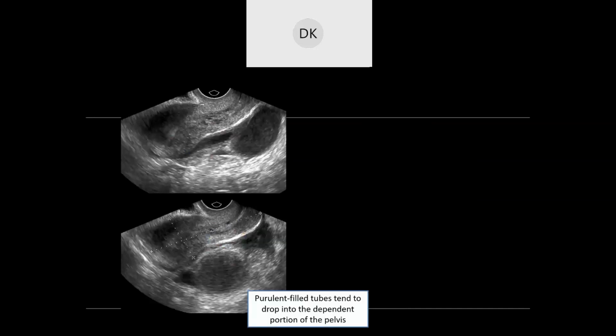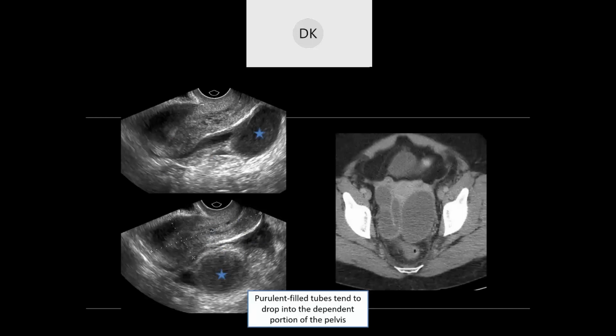And as these tubes continue to fill with pus, they become so heavy that they start dropping into the posterior dependent portion of the pelvis. So here, notice these bilateral tubes are posterior to the uterus. And you can see that also on the CT scan on this transverse view. Here's the uterus here. And we have a dilated pyosalpinx on the right and on the left, both dropping down into the dependent portion of the pelvis.